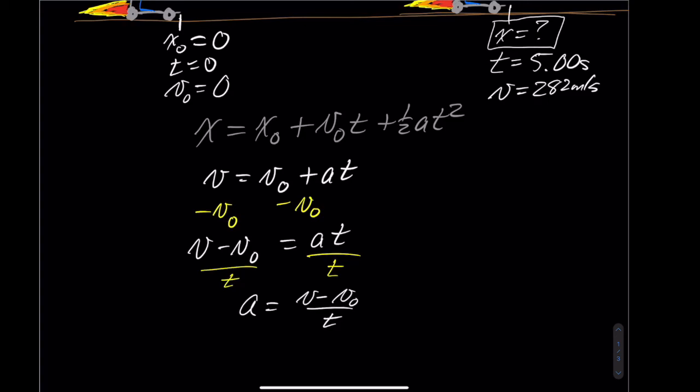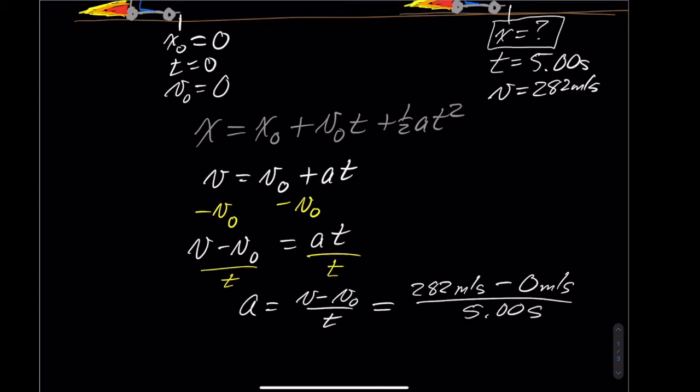Okay, so now this is a good time to plug in numbers, because when I plug in those numbers, I'll be able to calculate something right away, and I know what it represents. It represents the acceleration during this motion. So v is 282 meters per second, v naught is 0 meters per second, and then the time is 5.00 seconds.